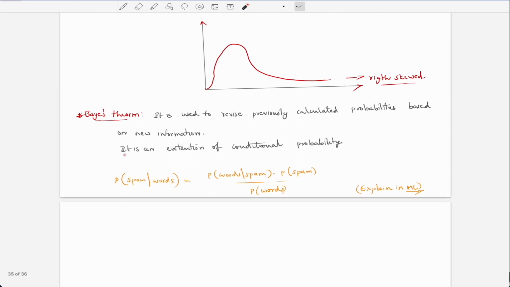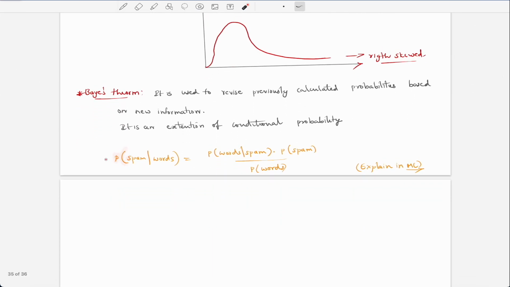I just wanted to give a simple example of how we are going to find that. The probability of spam given words: we are given some words, and we want to find whether they are spam. We take the probability of the words given spam, multiplied by the probability of spam, and then divide by the probability of those words. Then we find how likely these words are spam, and based on that result we separate spam and ham.